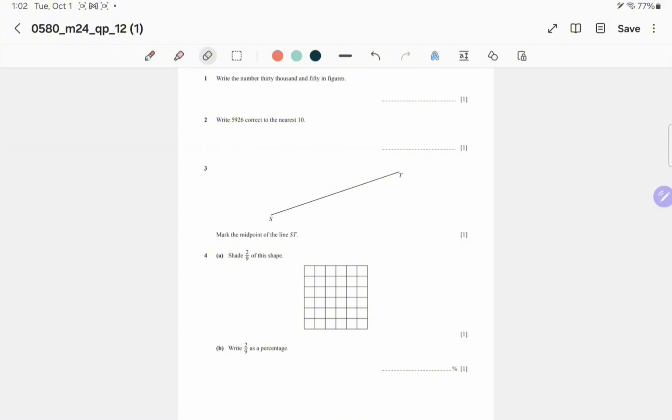So first we will write 30 and 1000, so leave the base, it's 50. So ones, tens, and this is 100, 1000, 10,000, this is 30,000. So here it must be 30,000 and 50.